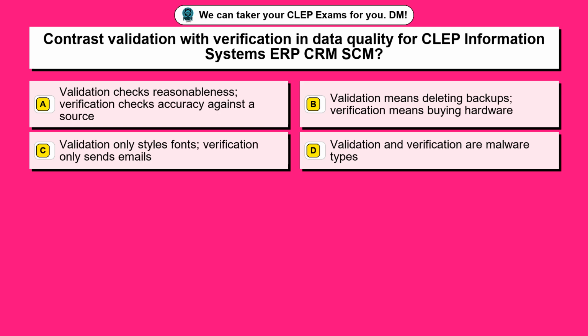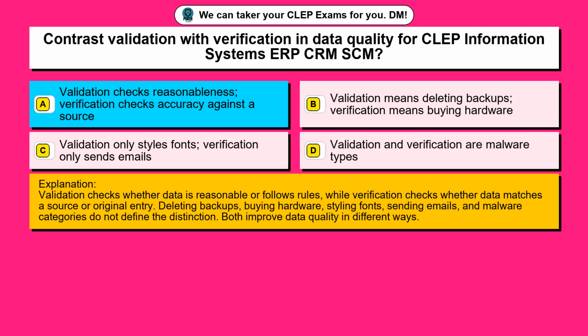Question 87. Contrast validation with verification in data quality for CLEP Information Systems ERP CRM SCM. Option A. Validation checks reasonableness, verification checks accuracy against a source. Option B. Validation means deleting backups, verification means buying hardware. Option C. Validation only styles fonts, verification only sends emails. Option D. Validation and verification are malware types. The correct answer is Option A. Validation checks reasonableness, verification checks accuracy against a source.